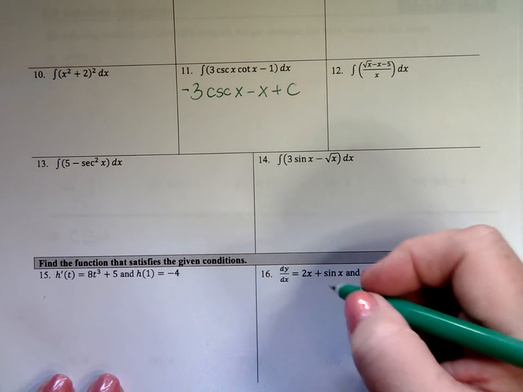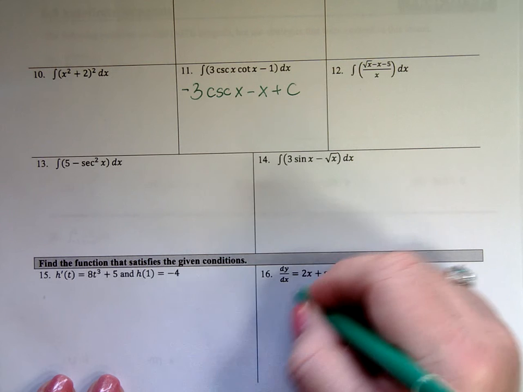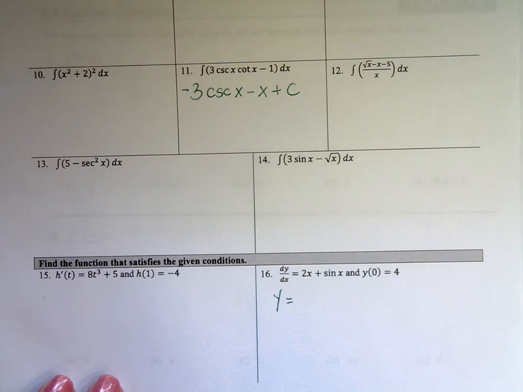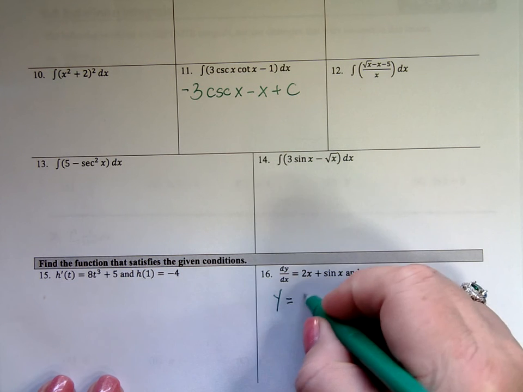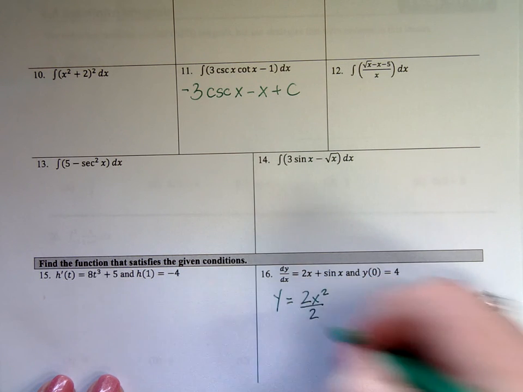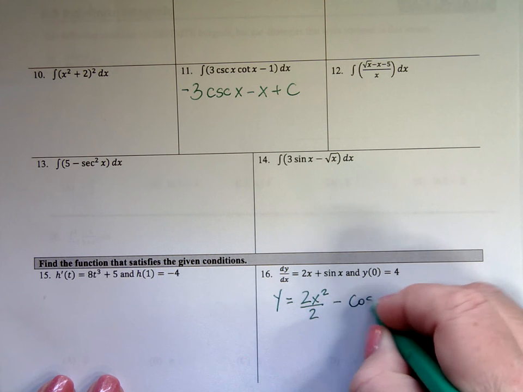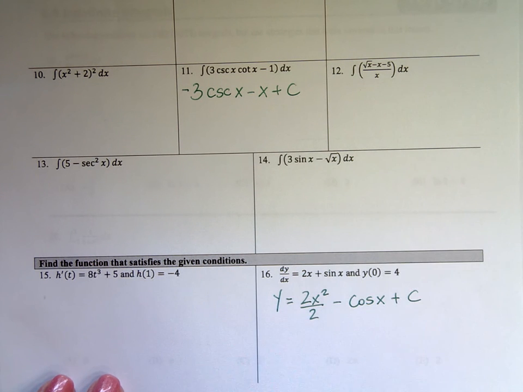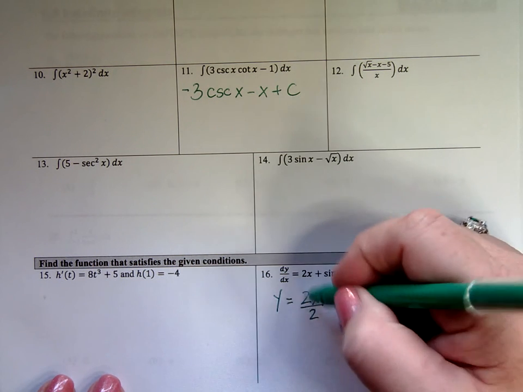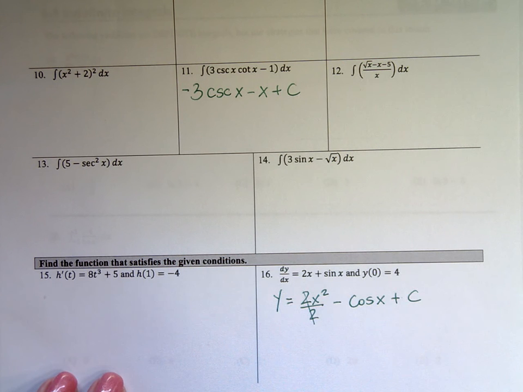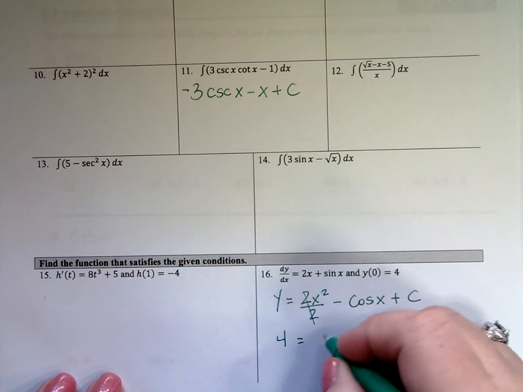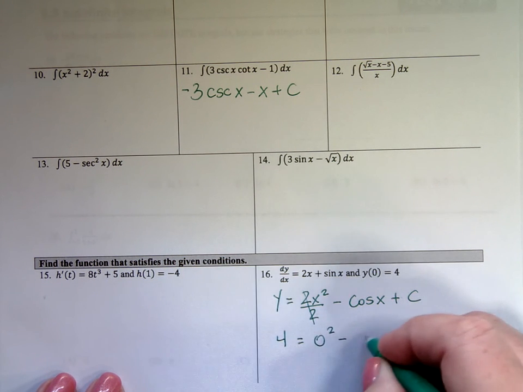So I want to know what the function is. If they're calling it dy over dx, I'm going to call my function y, and I'm going to apply the power rule to this. So I have 2x squared over 2. The integral of sine is a negative cosine, and I have a plus c initially. I know my x is 0 and my y is 4. Now, by the way, these twos canceled out. So 4, my y, equals 0 squared minus the cosine of 0 plus c.